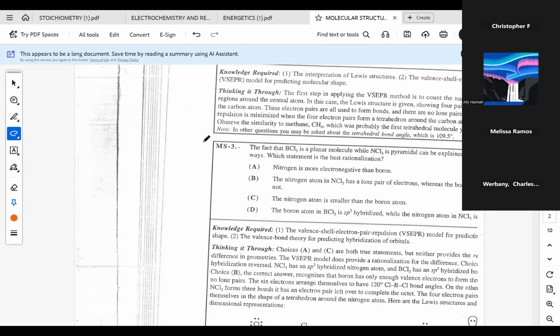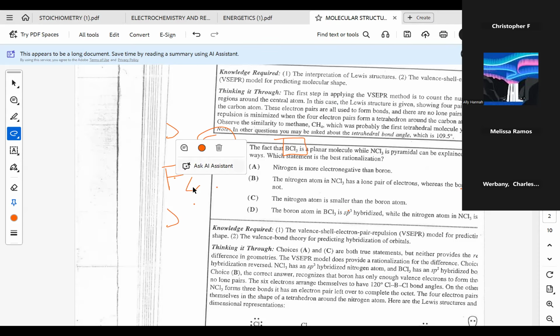Okay, so number 3 here. This will make sense in a second. We have BCl3, which is planar. Remember our discussion about boron, it only likes 3 bonds and it's happy. If you wanted to confirm that, you would calculate the formal charge. Here we'll do a quick formal charge on boron. We have 3 valence electrons.